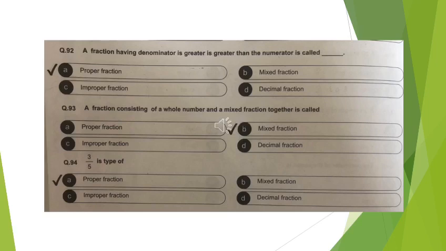Question number 93: a fraction consisting of a whole number and a proper fraction together is called. The options are A, proper fraction; B, mixed fraction; C, improper fraction; D, decimal fraction. We have discussed fractions in the previous question, so option B is correct, which is mixed fraction.